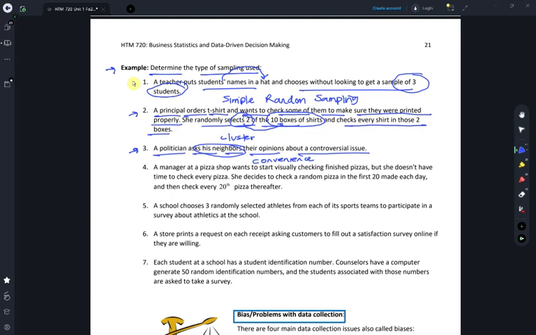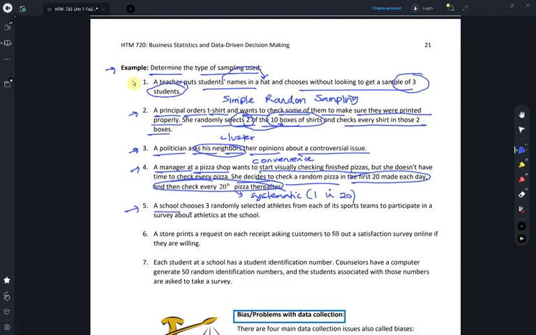All right. And then next, let's see. 4. A manager at a pizza shop wants to start visually checking finished pizzas. But she doesn't have time to check every pizza. So she decides to check a random pizza in the first 20 made each day and then check every 20th pizza thereafter. That would be systematic or 1 in every 20 sampling plan.